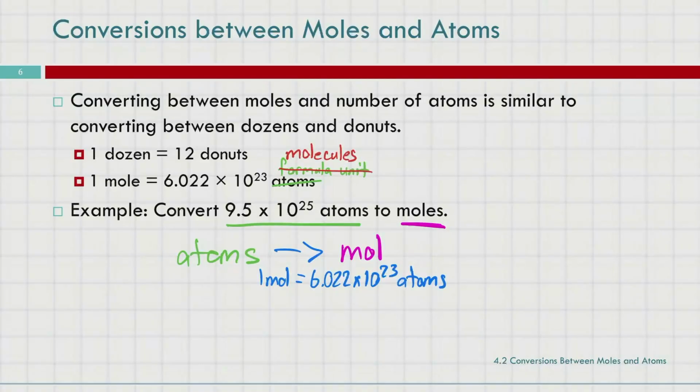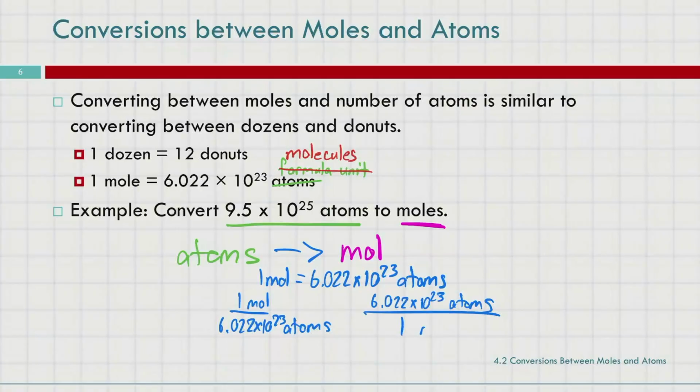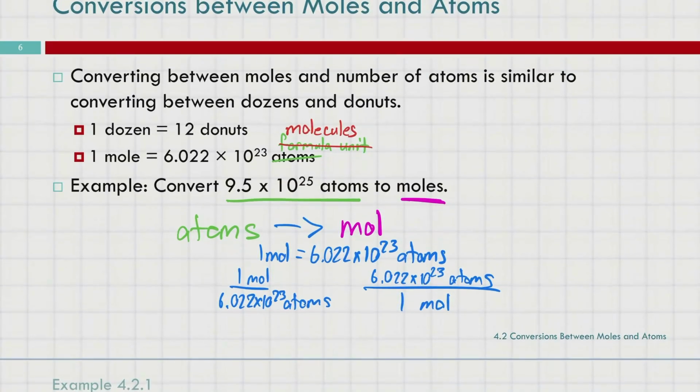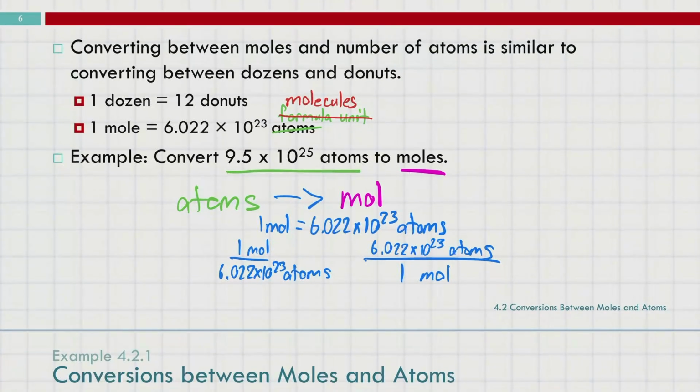We can make either conversion factors out of that. So 1 mole over Avogadro's number, or Avogadro's number of atoms over 1 mole. You don't have to come up with both of them every single time. Hopefully, as we get more used to doing these conversions, you just pick the correct one the first time. But I just wanted to show us both of those options.